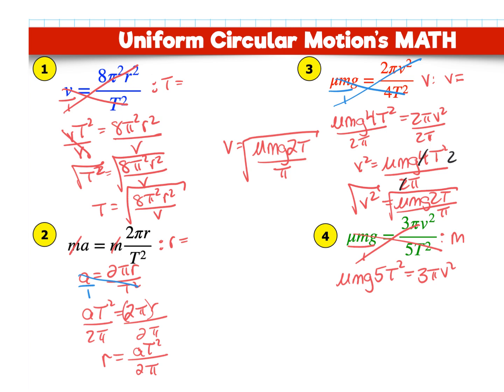Now to isolate the mass, I'm going to divide both sides by everything that's not the mass. Since everything's multiplied together, I can do that. On the left-hand side, I'm going to divide by mu g 5t squared. On the right-hand side, I'll divide by the same thing, mu g 5t squared. That leaves me with the mass being equal to 3 pi v squared divided by mu g 5t squared.